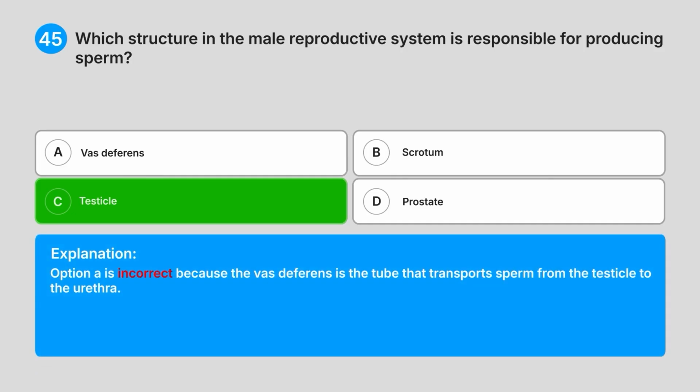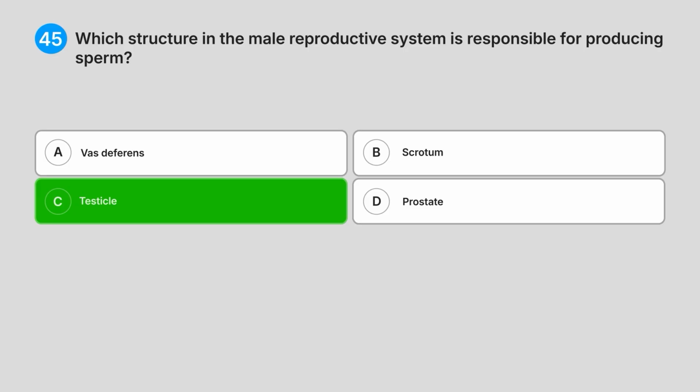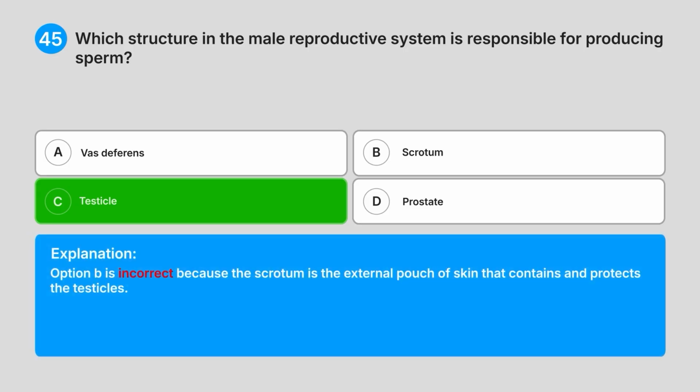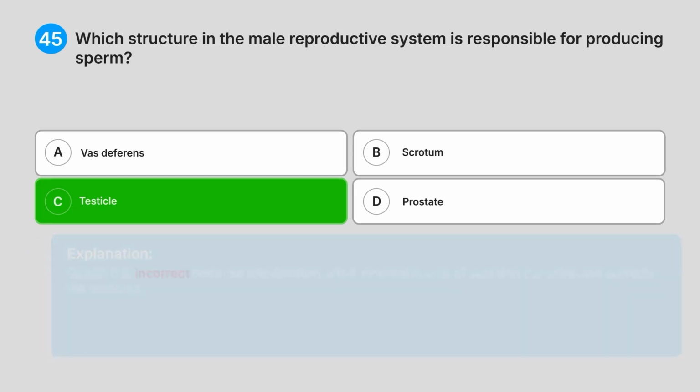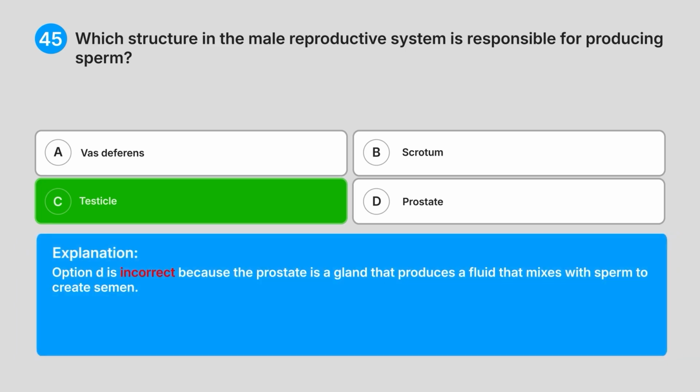Option A is incorrect because the vas deferens is the tube that transports sperm from the testicle to the urethra. Option B is incorrect because the scrotum is the external pouch of skin that contains and protects the testicles. Option D is incorrect because the prostate is a gland that produces a fluid that mixes with sperm to create semen.